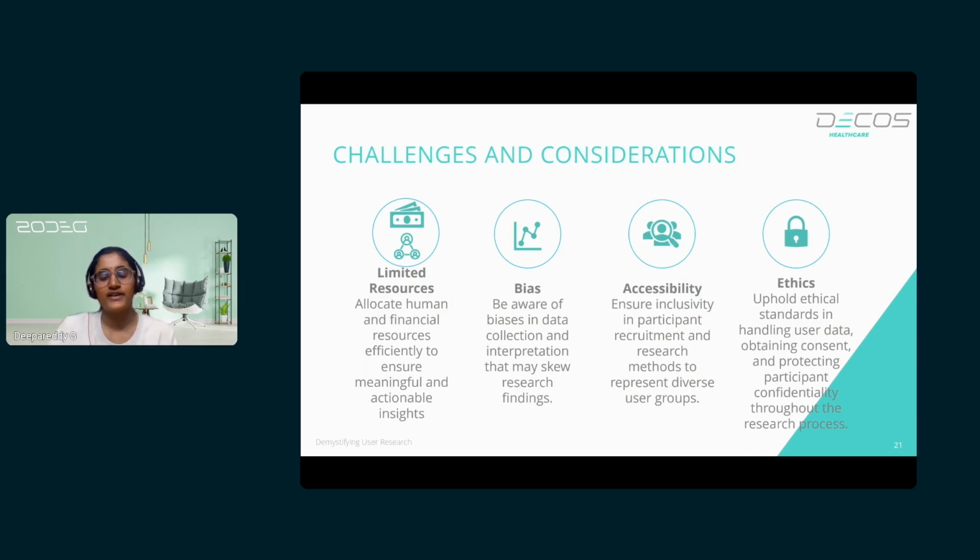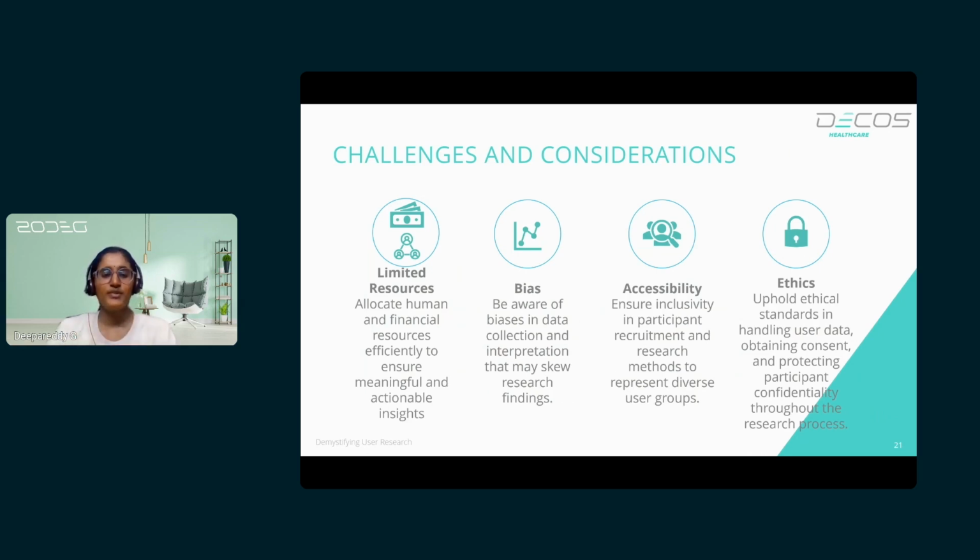And the fourth, but most important, one is upholding ethics. We have to consider all the ethical standards throughout the research process. This is very, very essential. It includes obtaining informed consent from the participants and protecting their confidentiality throughout the research process. So this is about challenges and key considerations.